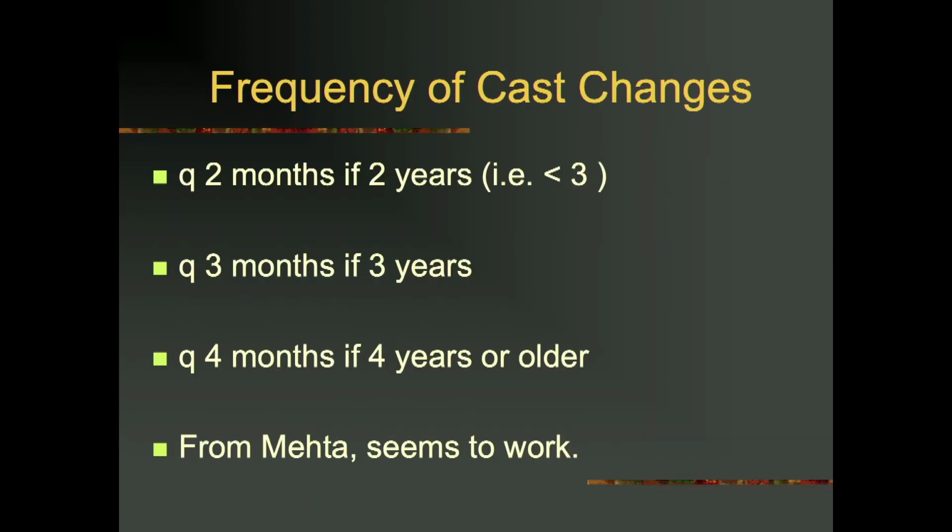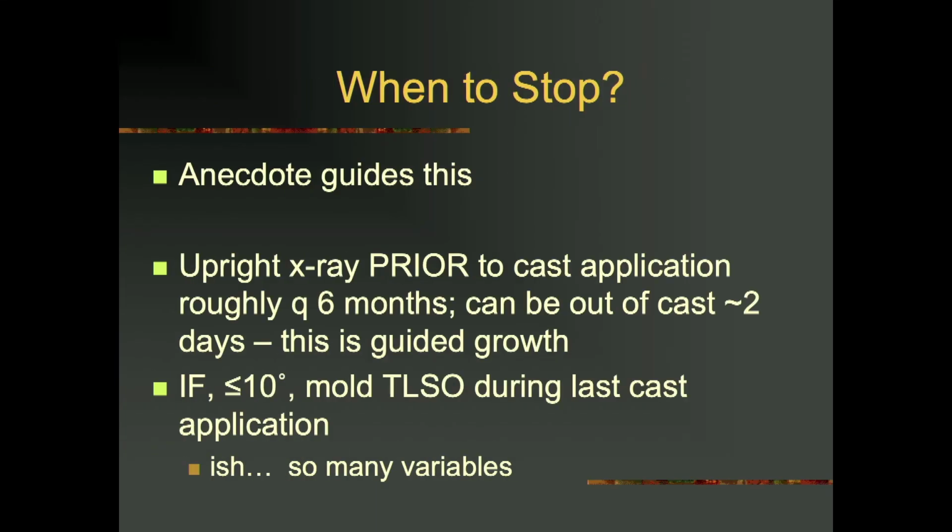Frequency of cast changes is really taken from Mehta, and it seems to work when they're every 2 months if they're 2, every 3 months if they're 3, every 4 months if they're 4. Some of the non-idiopathic kids grow really slowly, and you can do a less frequent cast change, and that seems to be okay. Anecdote really guides when to stop.